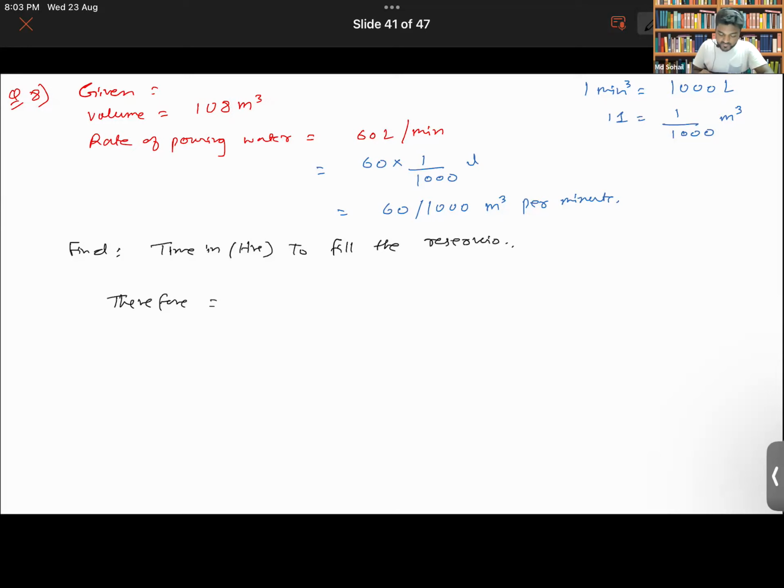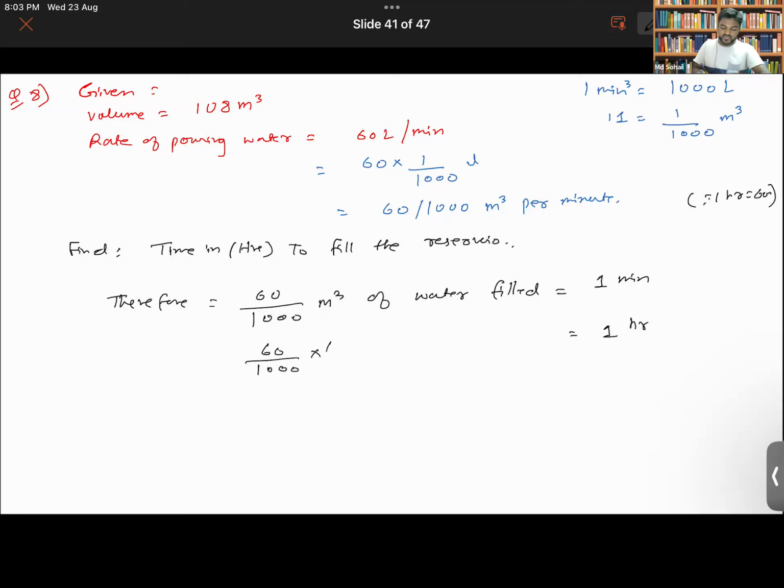First, you will write it like this. You see, 60 upon 1000 meter cube of water is filled in the tank, and it takes 1 minute. Now, if I were to find out how much water will be filled in 1 hour, 1 hour is 60 minutes. So in 1 hour, 60 upon 1000 into 60 cubic meter of water will be filled.